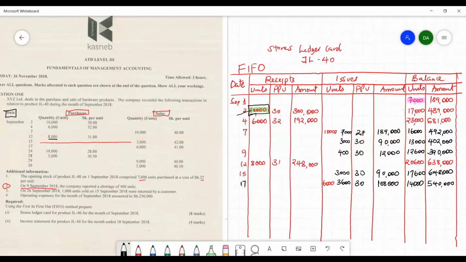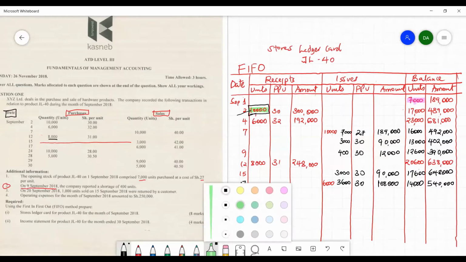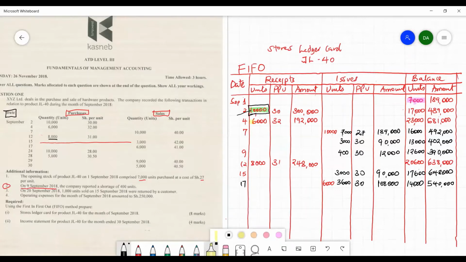The next transaction is still on the issue of 6,000, because we have only issued 3,600 when we are supposed to issue 6,000. That means we still need to issue 2,400, and we are going to issue that from this batch having 6,000 units. From that batch of 6,000 units, we can issue 2,400. And each unit is equal to 32. Now, 2,400 by 32 is equal to 76,800.